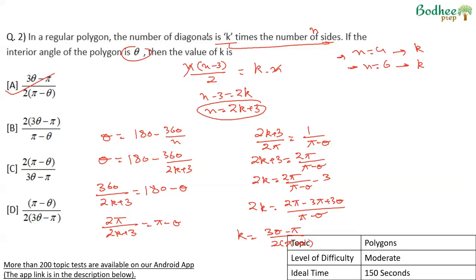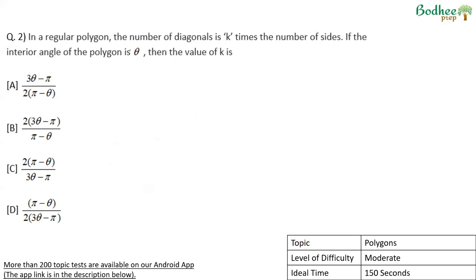If we do the other method as well, suppose I take n as 4, the number of diagonals here is 2, and therefore k will become 2 by 4, that is half. Number of diagonals is 1 by 2 of number of sides. The theta for this is 90. So if we put the value here, 270 minus 180 upon 2 into 180 minus 90. This will be 90 upon 2 into 90, which is 1 by 2.